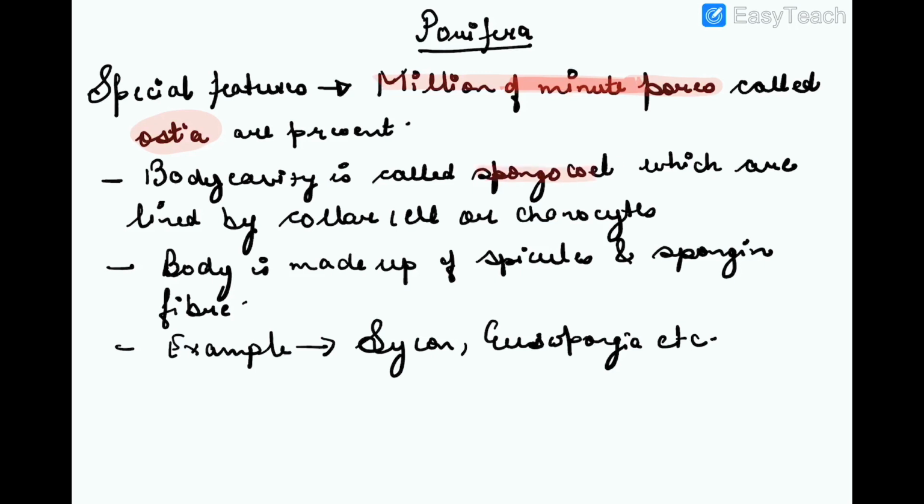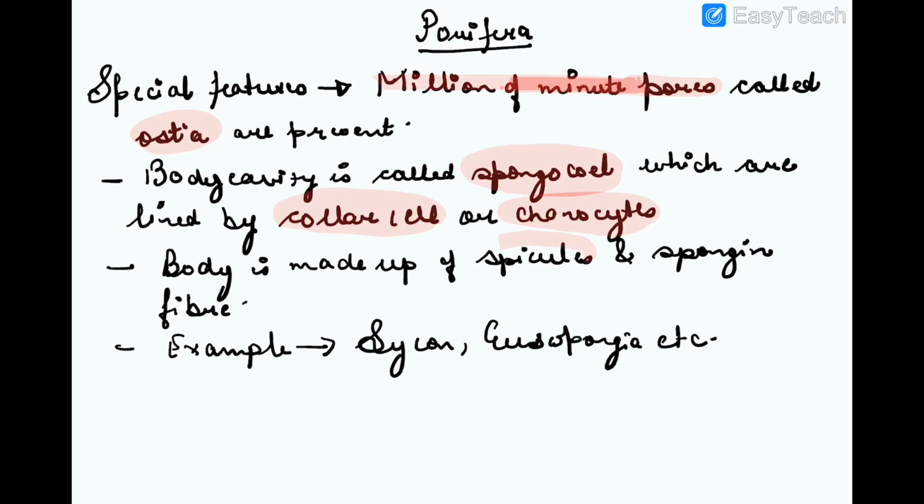The body cavity of the Porifera is known as spongocele, and this spongocele is lined by certain types of cells which are known as collar cells or choanocytes.